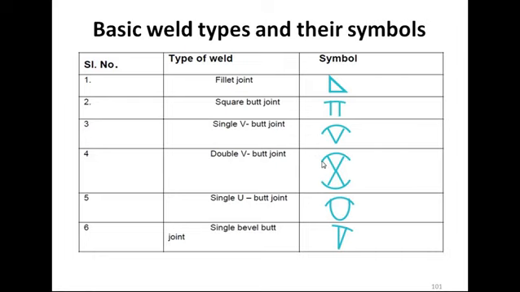Particularly, at the place on the drawing where you want this joint done, we place this symbol. Then the next one is the single U butt joint. If you want that, we keep this symbol. Again, for the single bevel butt joint, we keep this symbol. These are the standard symbols. If you keep any one of these on your drawing, the worker will understand what kind of welding you want, and he will do that particular welding.